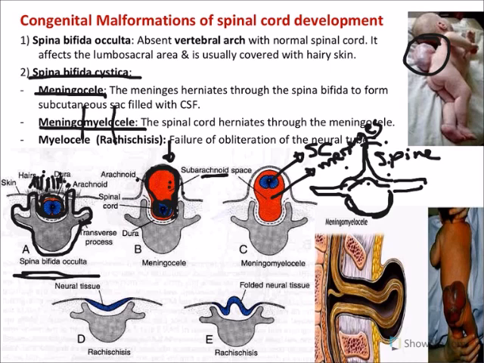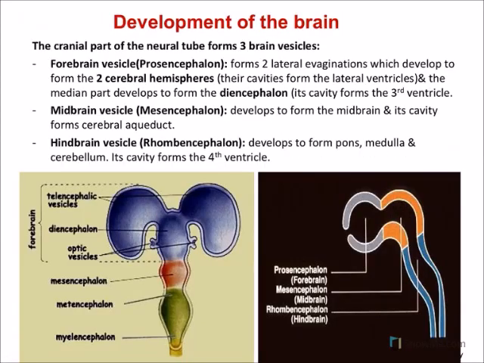In more severe cases, there is failure of obliteration of the neural tube itself, and the spinal cord itself protrudes from the defect, and this is called myelocele. So myelocele means protrusion of the spinal cord itself without any meninges. The spinal cord itself is affected due to failure of obliteration of the neural tube, and this is a very severe case.